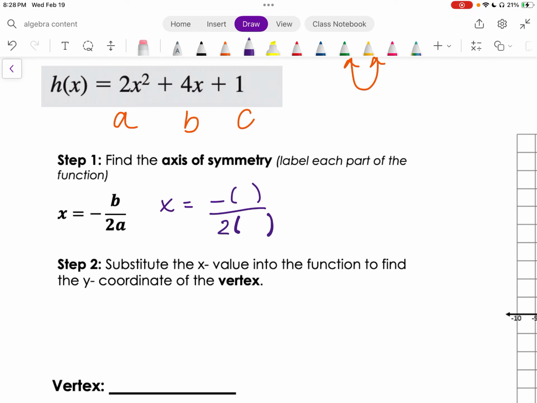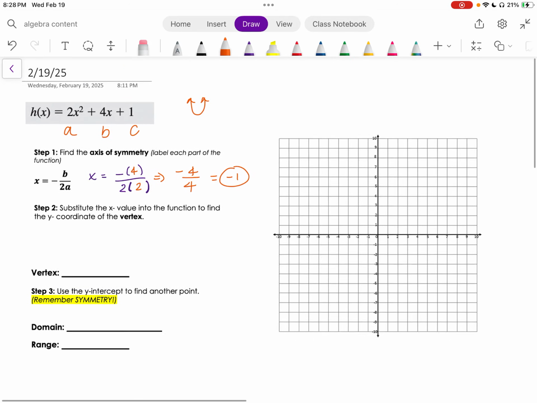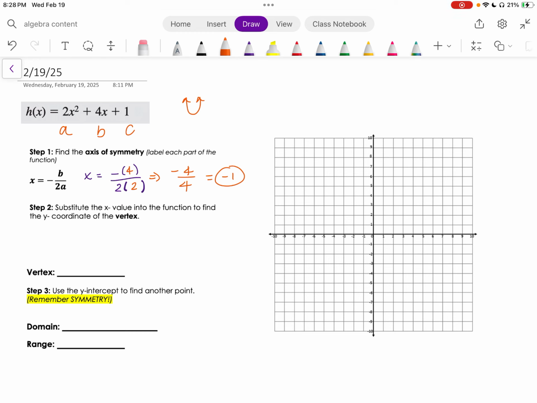So you need to make sure that you're opening a parentheses for your b and you're opening a parentheses for your a. So in this case, our b is 4 and our a is positive 2. We're going to go ahead and solve. That's going to give us negative 4 over positive 4, which gives us negative 1. So the axis of symmetry is negative 1. Again, this is going to also be the x value in our vertex.